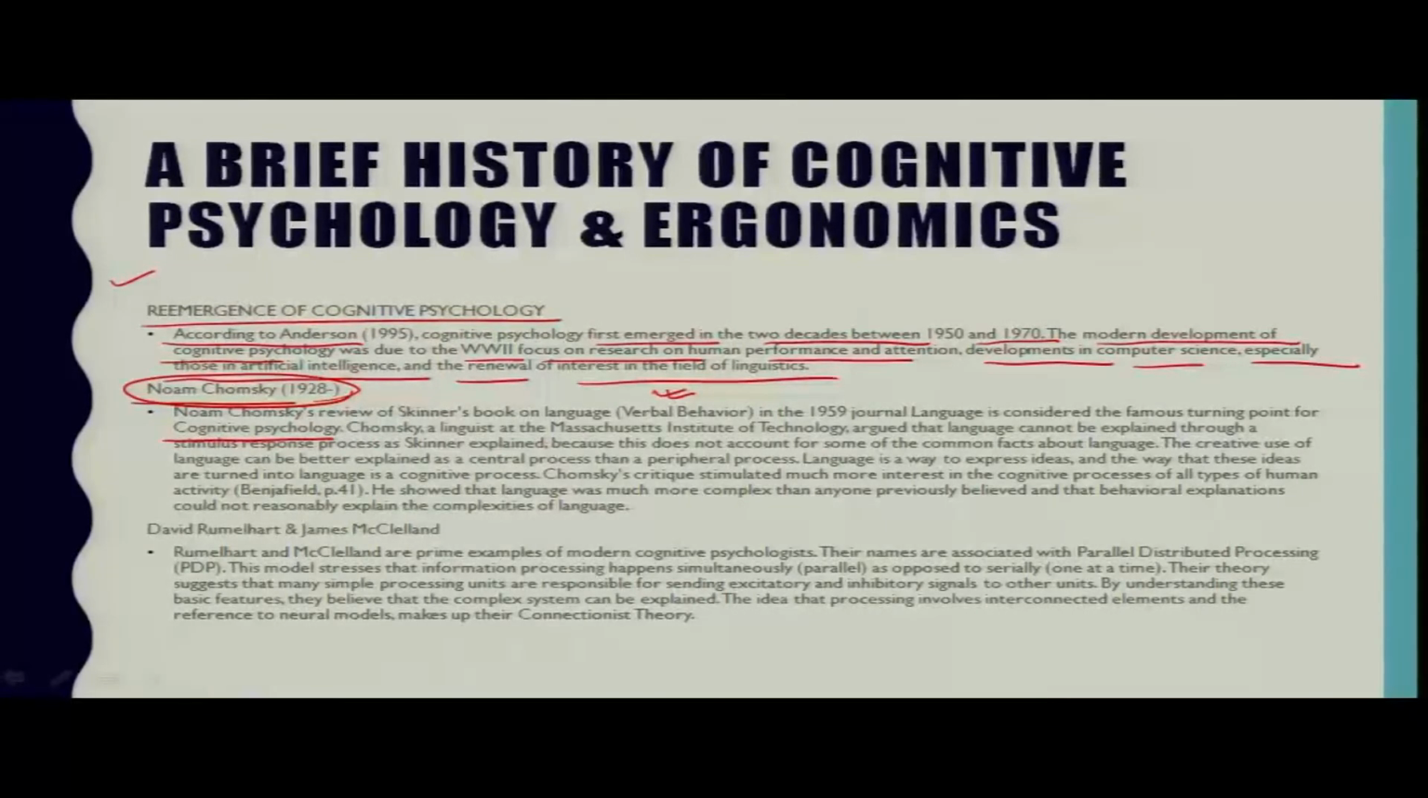Chomsky, a linguist at the Massachusetts Institute of Technology, argued that language cannot be explained through a stimulus response process, as Skinner explained, because this does not account for some of the common facts about language. The creative use of language can be better explained as a central process than a peripheral process. Language is a way to express ideas, and the way that these ideas are turned into language is a cognitive process. Chomsky's critique stimulated much more interest in the cognitive process of all types of human activity. He showed that language was much more complex than anyone previously believed, and the behavioral explanation could not reasonably explain the complexity of the language.